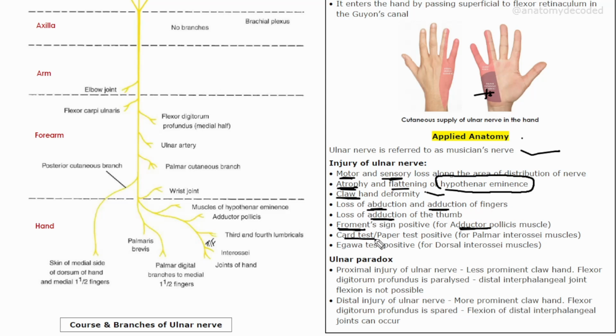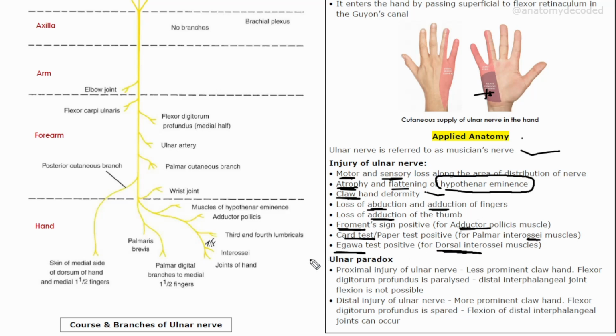There's a test called as card test or paper test. A paper would be kept between the fingers and asked to hold it tightly. Since palmar interossei muscles are affected, the patient will not be able to hold the card or the paper between the fingers. Igawa test is for the dorsal interossei muscle. Abduction of the fingers are tested against resistance. So that will be positive in ulnar nerve paralysis.